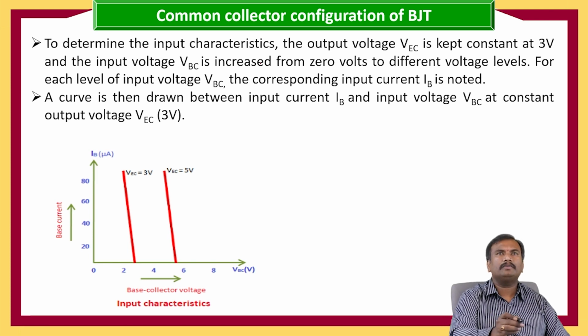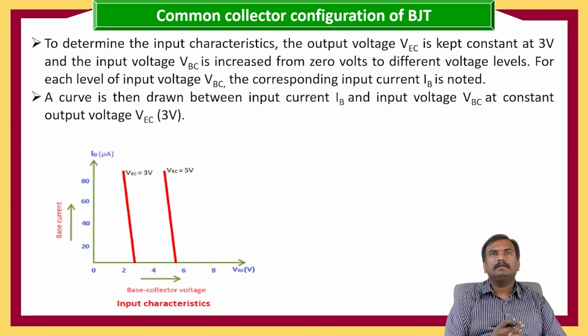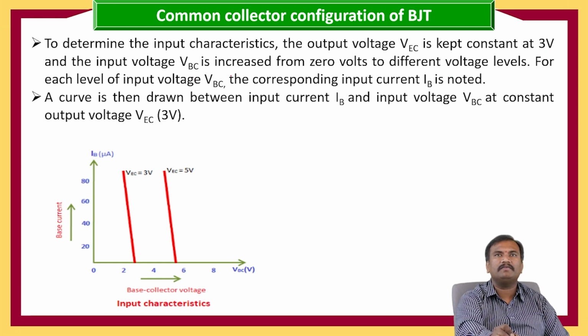Here, in order to get the input characteristics, we need to keep VEC at some value. Let us consider that value as 3 volts. And now we are going to increase the VBC value from 0 volts to different voltage levels.